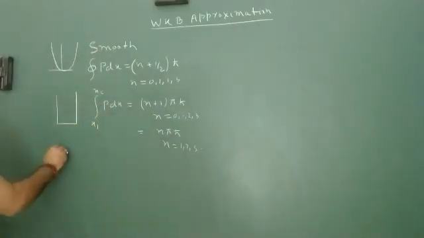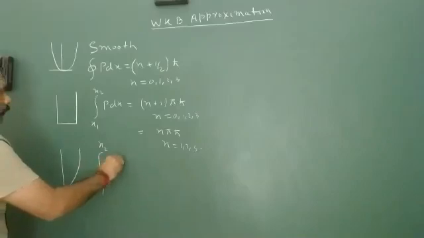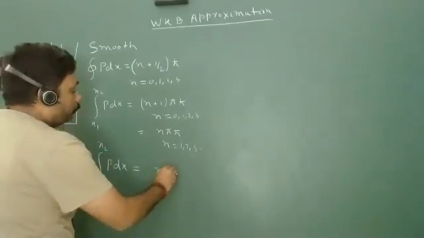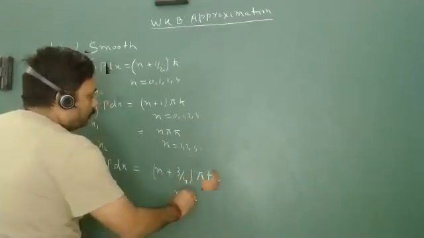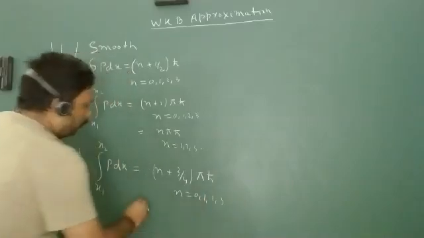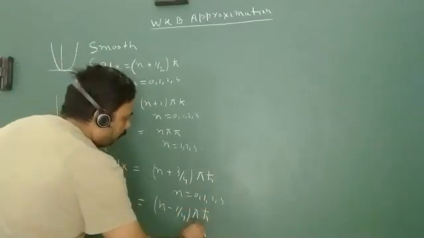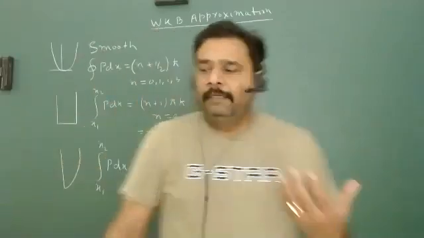And the third one is, one is rigid and another is basically parabolic. Again we go from x1 to x2, and p dx is equal to (n plus 3 by 4) pi h cut, where n is equal to 0, 1, 2, 3, and so on. Or you can write (n minus 1 by 4) pi h cut, n is equal to 1, 2, 3, and so on. So these are the three approximation methods, and we can find the energy eigenvalue.